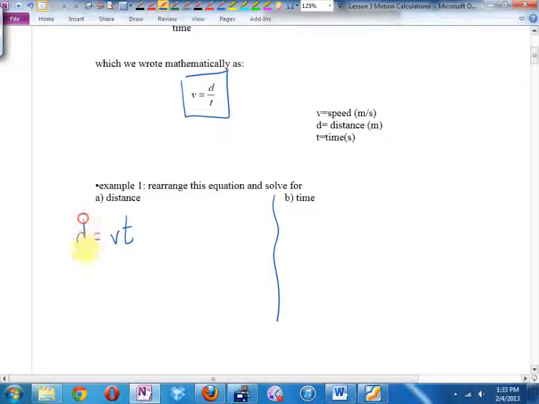and I'm going to put the D by itself on this side because all of us from math are used to having the single variable on the left, yes? You could write VT equals D as well.